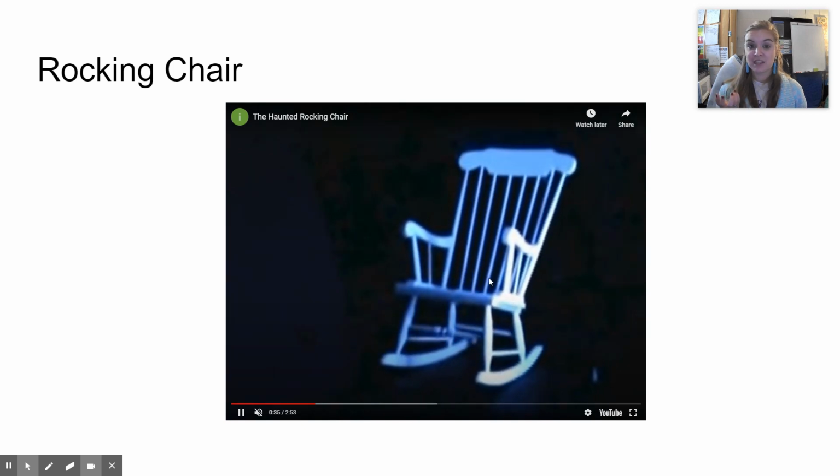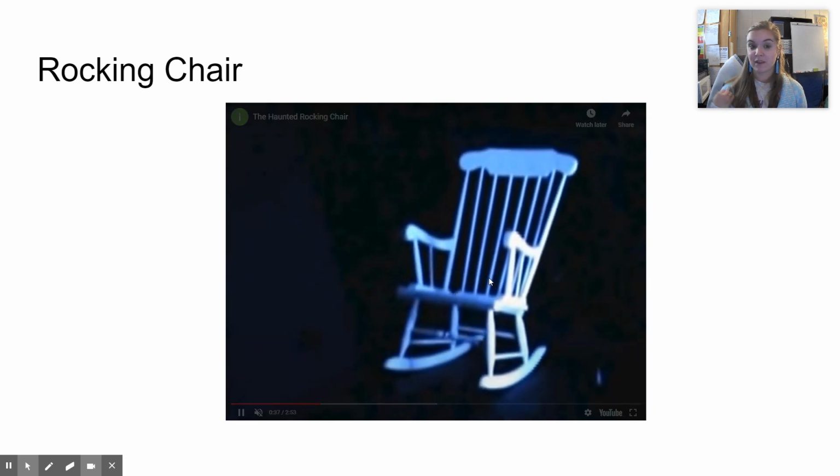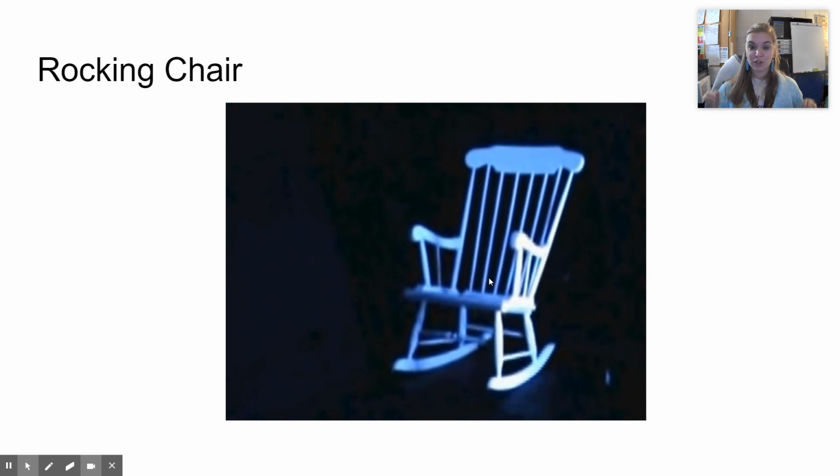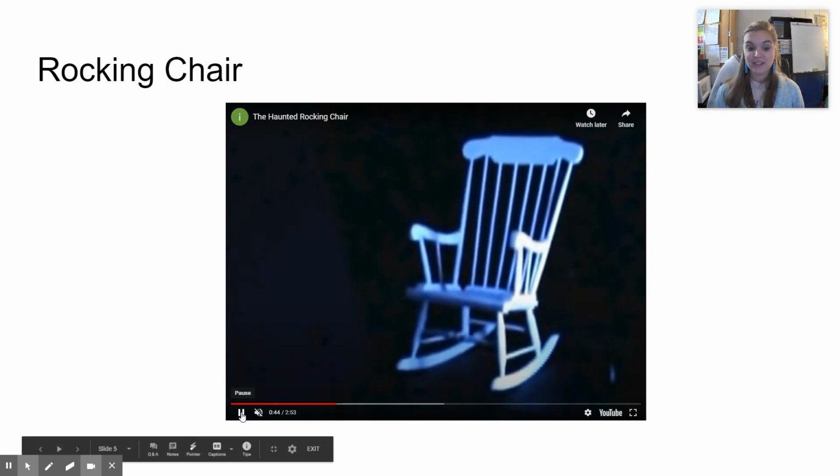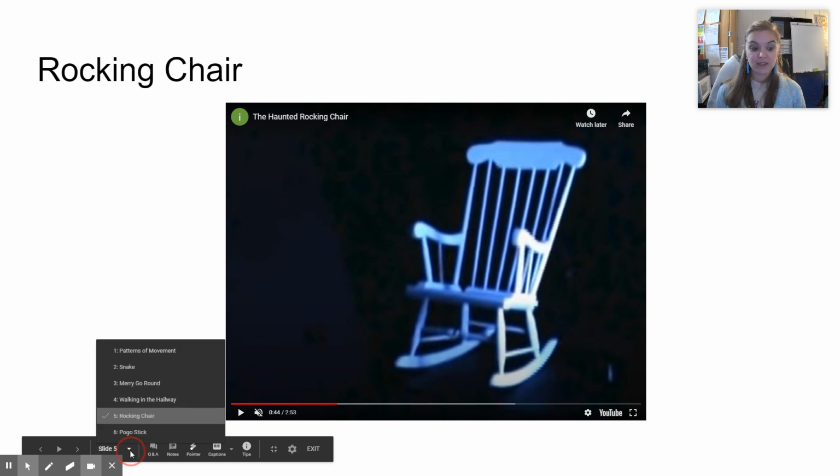So what is something else that moves back and forth? Something I think of is a swing. When you're on a swing, you're moving back and forth. So back and forth is another pattern of movement.